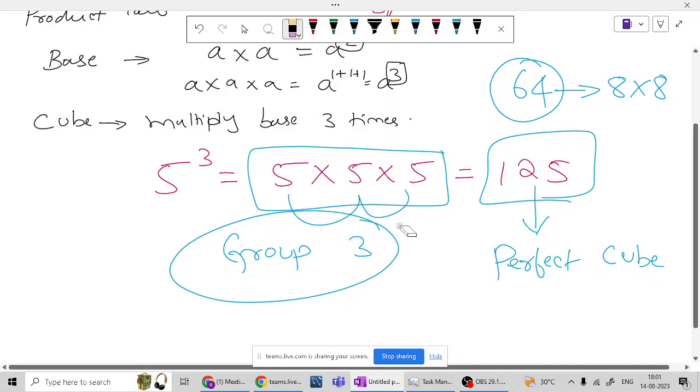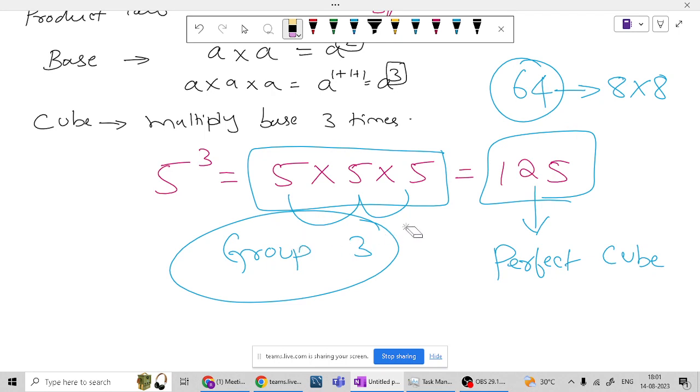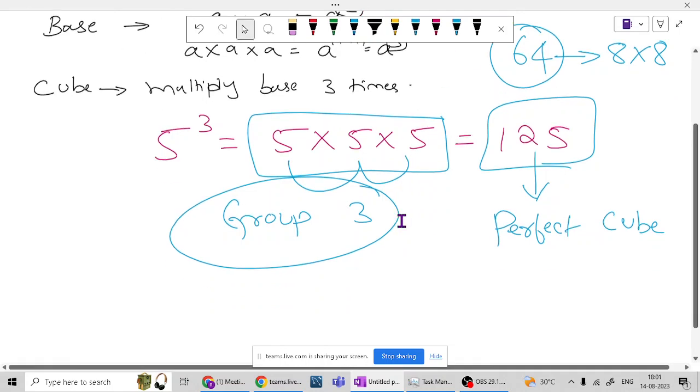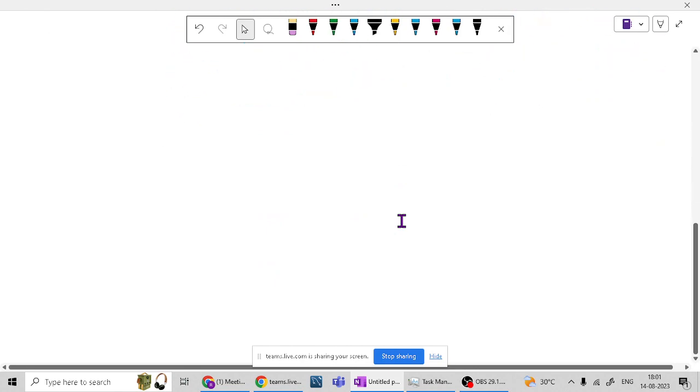Remember, for cube root or for cube, we just group into 3 values. For square, we grouped into pairs, right? 2 numbers. Yes. Okay, for this. Done? 5 cube, 125.